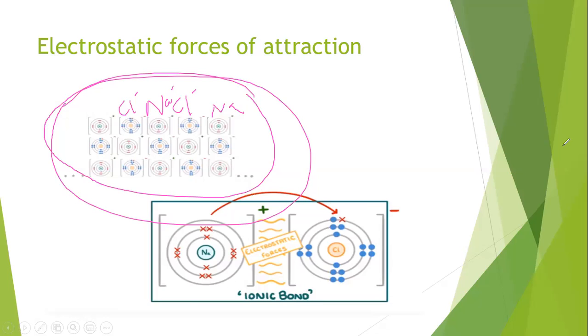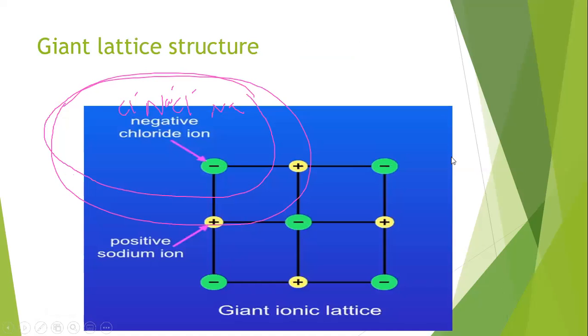Next, here you can see the giant lattice structure of an ionic compound. In an ionic compound, opposite ions are attached with each other, attracting the opposite ions. The sodium ion has a positive charge, the chloride ion has a negative charge. So these positive and negative charges attract each other and make a giant ionic lattice.